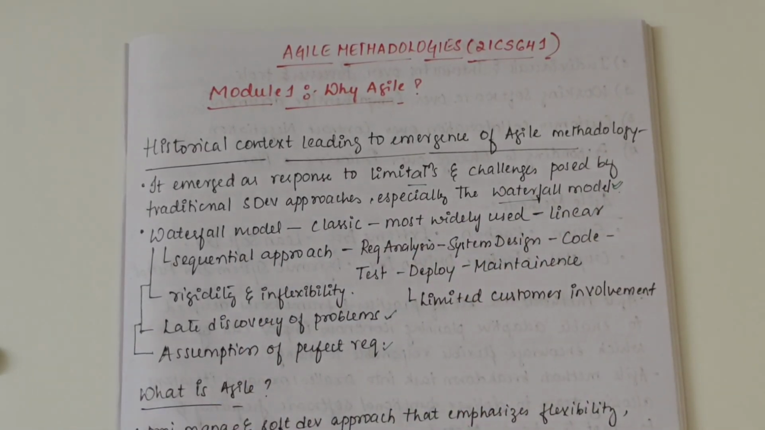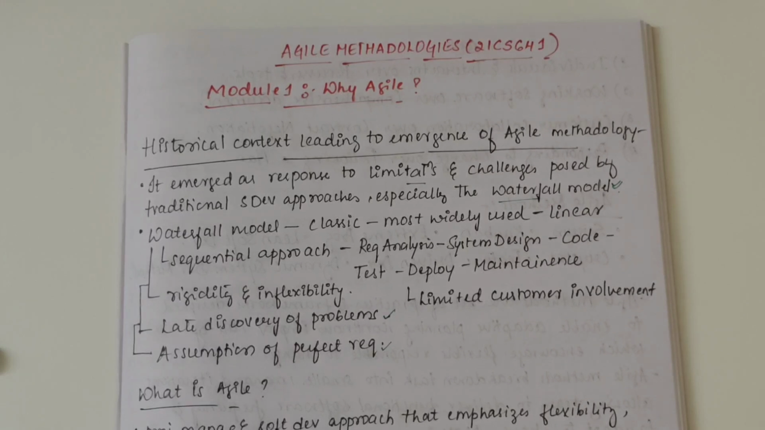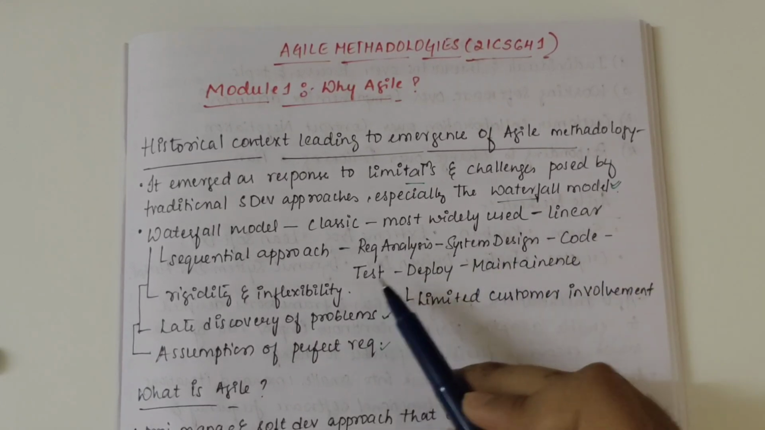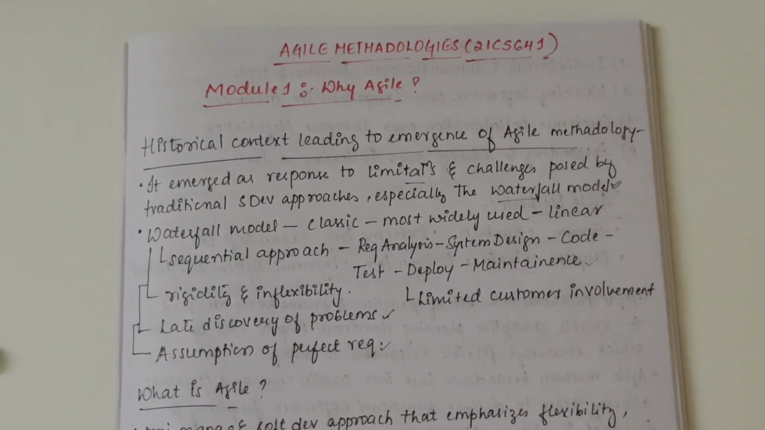We know that the waterfall model is a classic model which has been used from the late 90s. The waterfall method comprises requirement analysis, system design, code, test, deployment, and maintenance. These are all the phases of the waterfall method. So this is a sequential approach, and it follows a linear pattern.